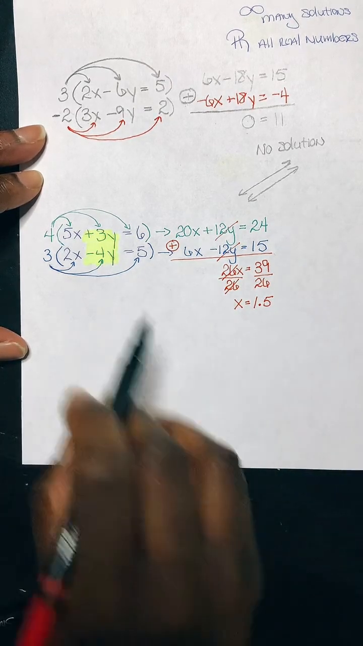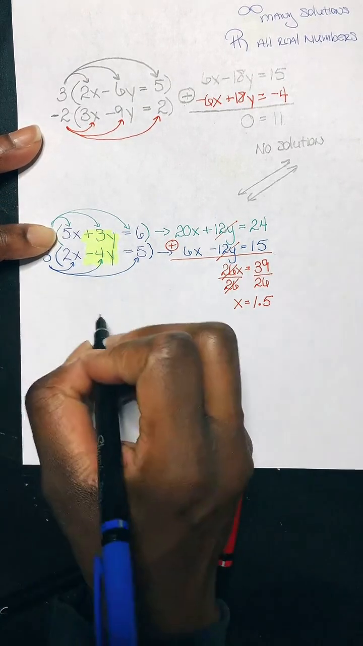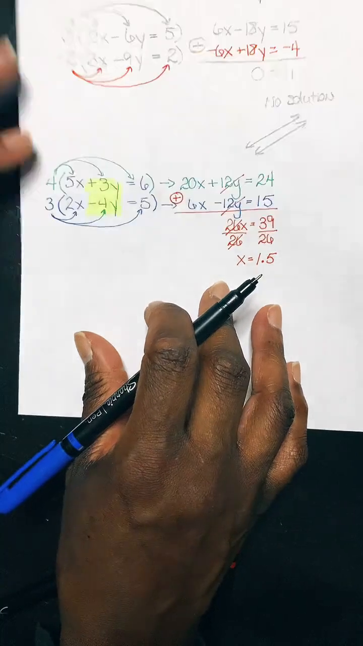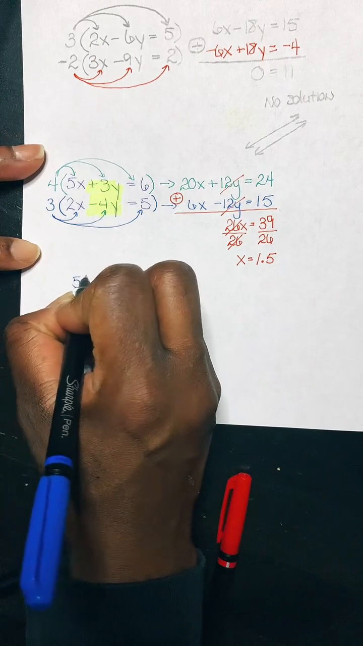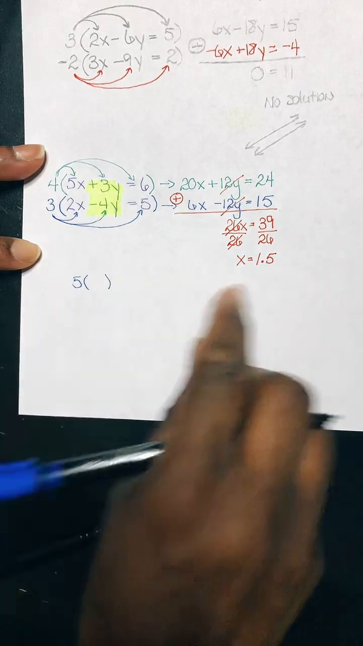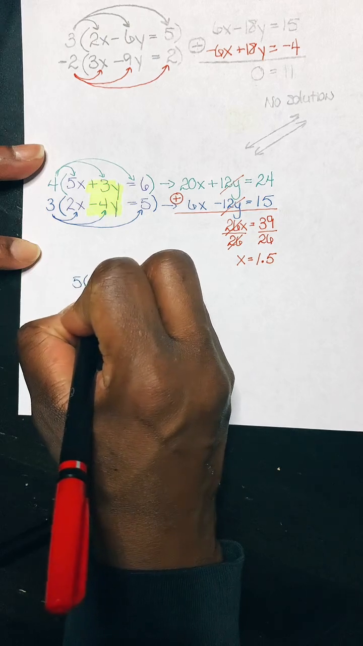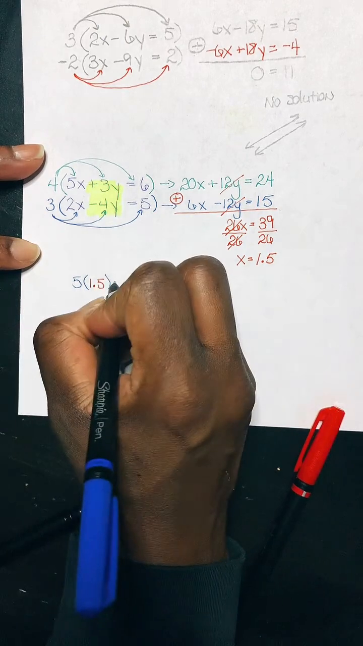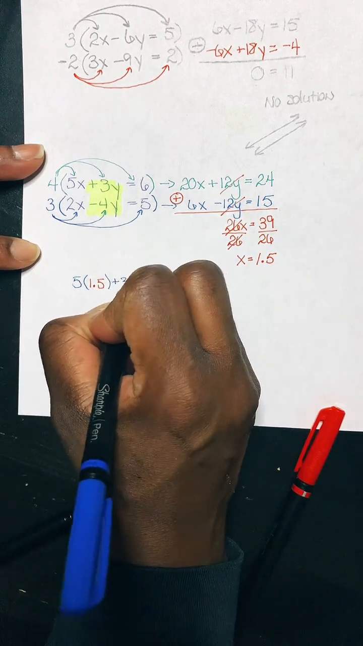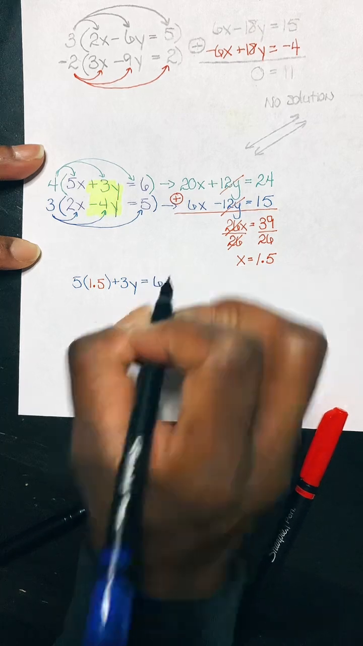Okay. So, I'm going to use that first one. So that means, let me raise up a little bit. So that means we have 5. Instead of the x, we're putting in our 1.5. Then we have our plus 3y is equal to 6.